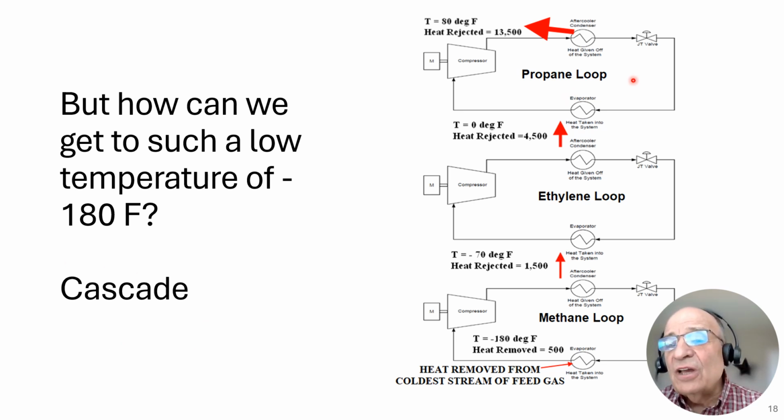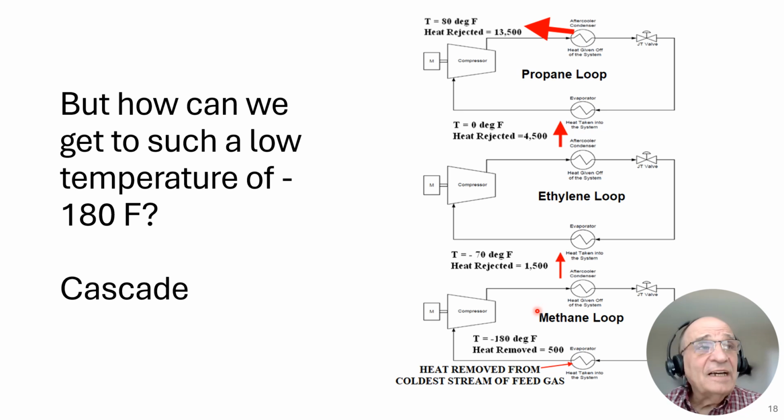Why could I not use propane alone? Because I can't get the propane to a low enough temperature without going below atmospheric pressure. And even if it went below atmospheric pressure, I have to go way, way, way below to get down to anything that's anywhere near these temperatures. So to do that, you'd have to have huge equipment. It'd be totally inefficient and ineffective. So we use a propane loop, ethylene loop, and a methane loop.